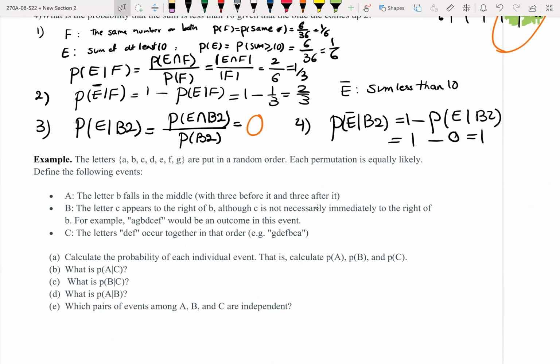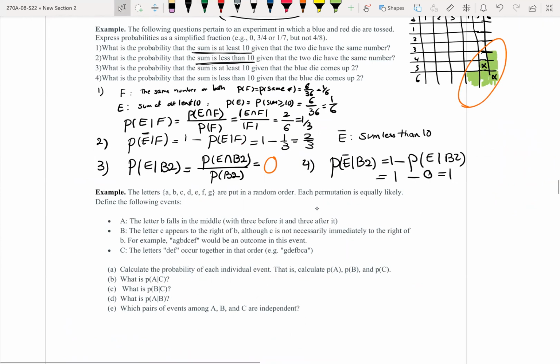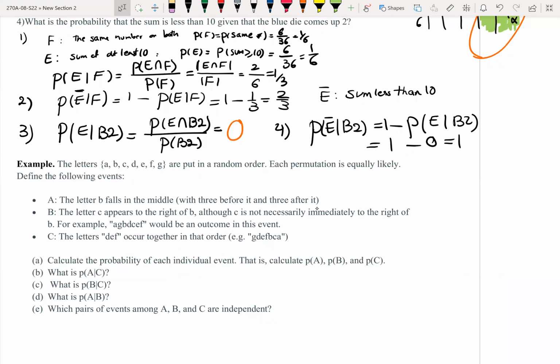Question. This is more challenging to decide about the probability. You have the letters A, B, C, D, E, F, and then B falls in the middle. So that's event A. Then event B is that the letter C appears to the right side of the B, and the letters D, E, F have to be in order is event C.